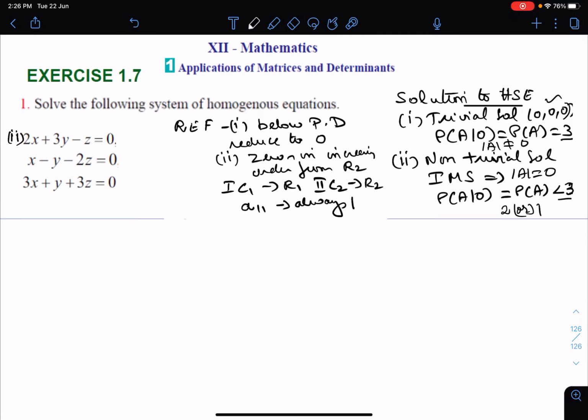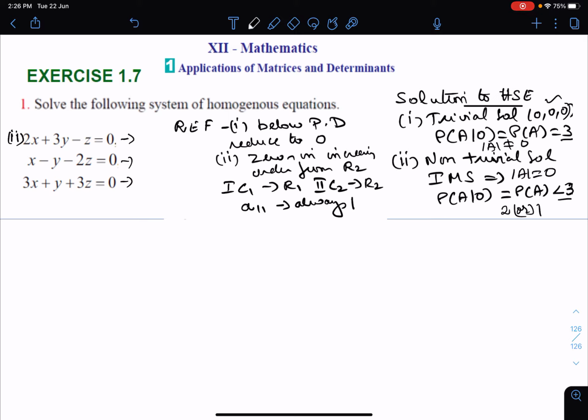In subdivision 2, they are given three homogeneous equations. They have 0 on the right hand side, so we say they are homogeneous equations. Homogeneous equations are planes which pass through the origin. All the equations pass through the origin, so we only get two types of solutions.